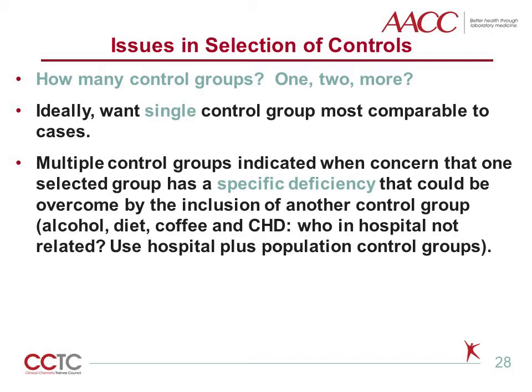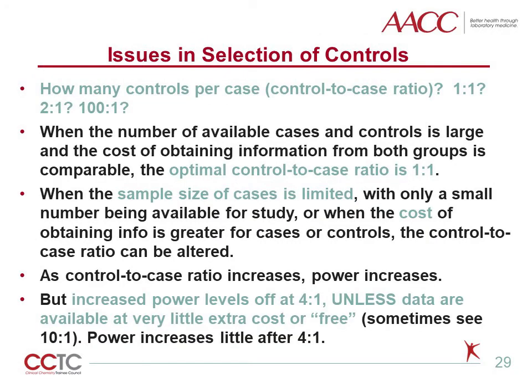But if there is a situation where it is believed that one selected control group really could have a specific deficiency, and if you included a second control group, it might be better, then you can use multiple control groups. So again, if you're doing a lifestyle factor and you really are concerned that there is nobody in the hospital that is not in some way related to this lifestyle factor, then do your hospital control group, but also get a population control group. So multiple control groups when there is a specific deficiency that could be overcome by the inclusion of another control group.